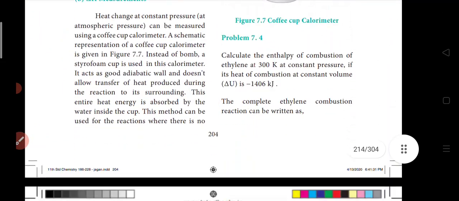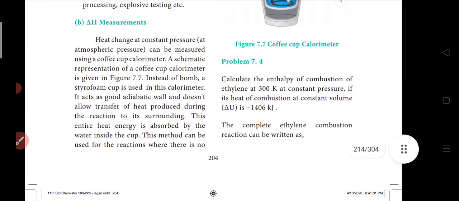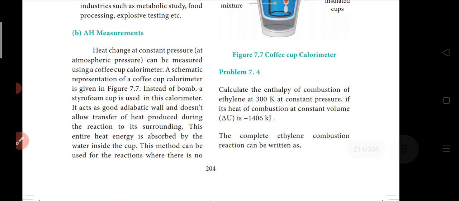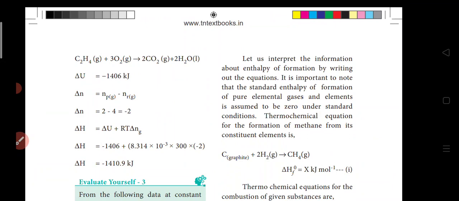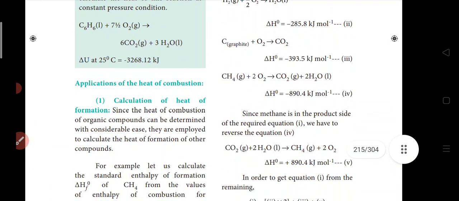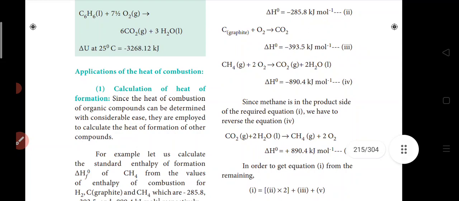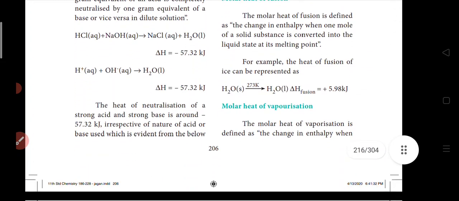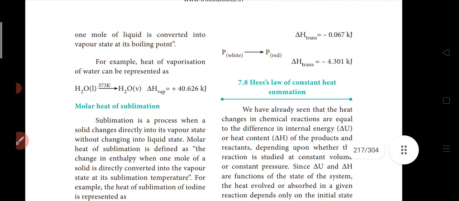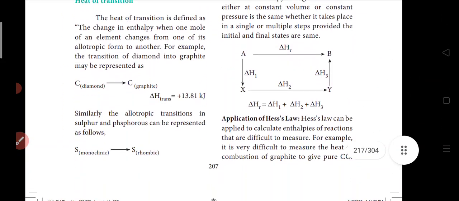So we have the applications for this also. Okay, and some problems and all, please go through one by one. So applications are there for this, like calculation of heat of formation, all that we will be discussing in the next class, like Hess law and all, we will discuss in the next class.